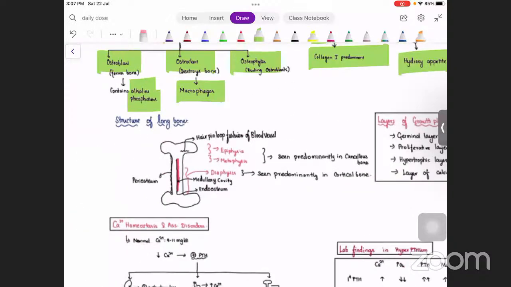Each long bone consists of epiphyses, metaphyses, and diaphyses. Epiphyses and metaphyses are seen predominantly in cancellous bone, while your diaphyses are seen predominantly in cortical bone.